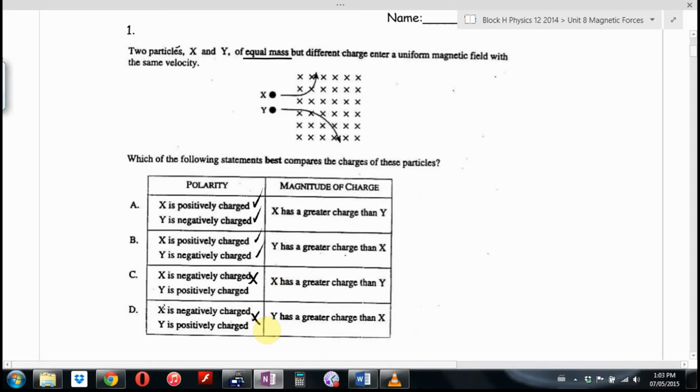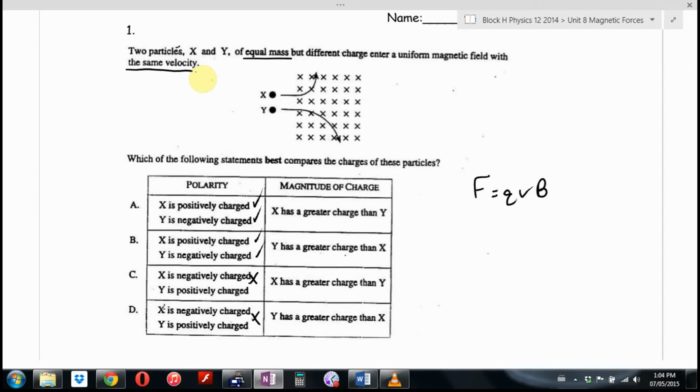Now, the force on a charge is equal to that. They have the same mass. They have the same velocity. So, did they follow the same size deflection? Look at the picture. Did they follow the same size deflection?